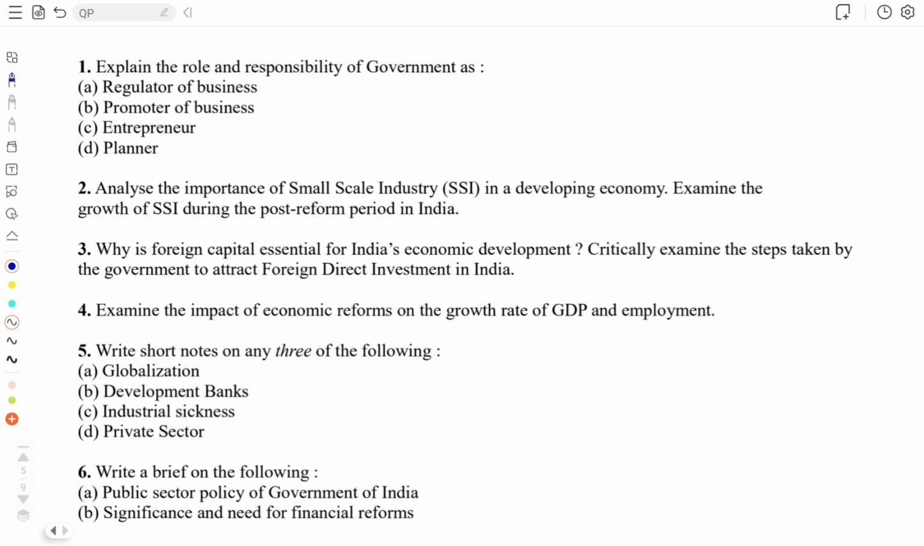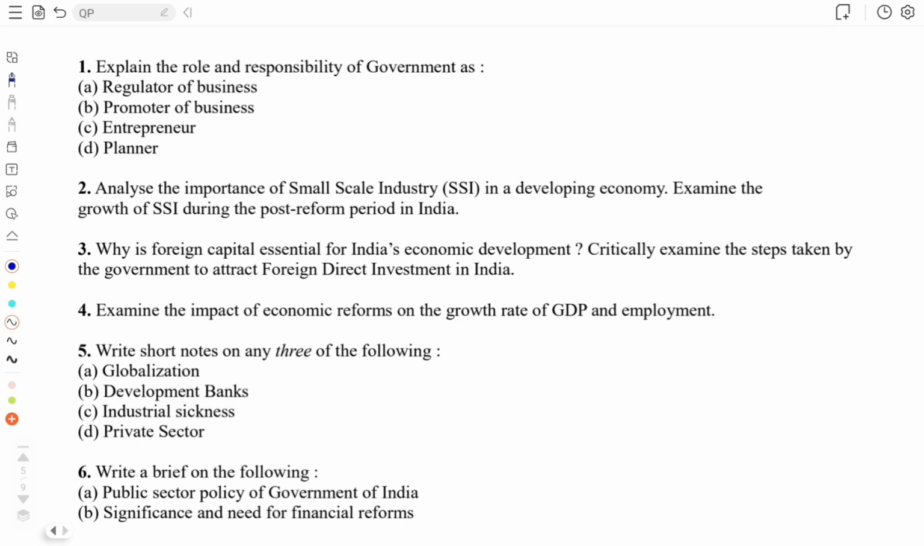Okay, next question. Analyze the importance of small scale industry in a developing economy. Examine the growth of small scale industries during the post reform period of India. That is right now. So, how are small scale industries growing? We have a lot of small businesses coming up right now, right?